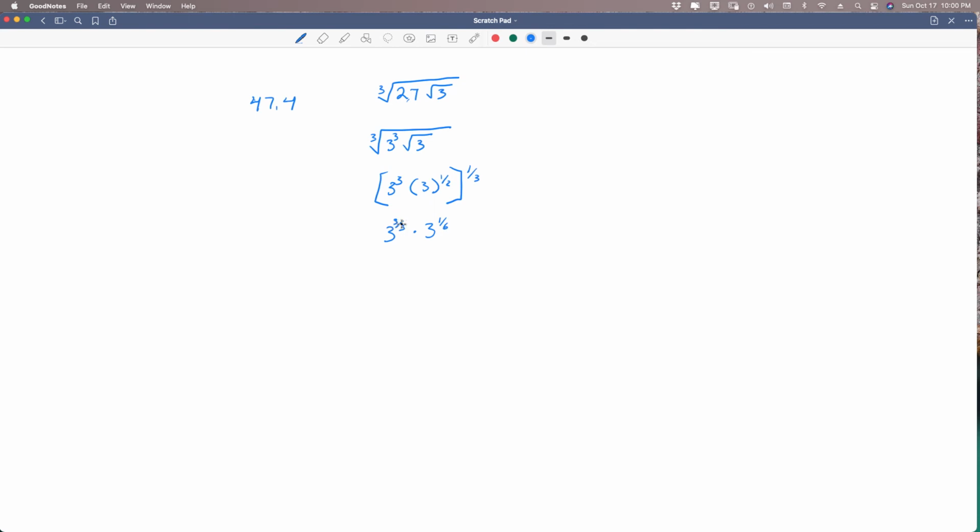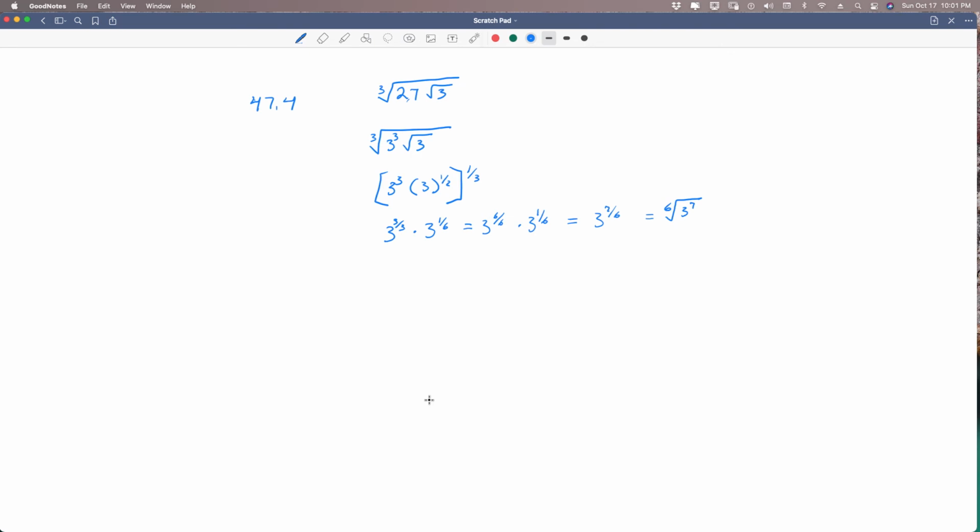So now we need to have common denominators. So that's going to be 3 and 6/6 times 3 and 1/6. So we add these together with the exponent rule, and that becomes 3 and 7/6, which looks like this. All right.